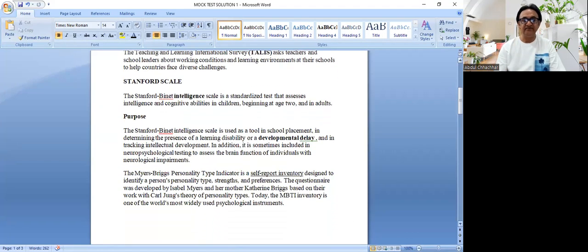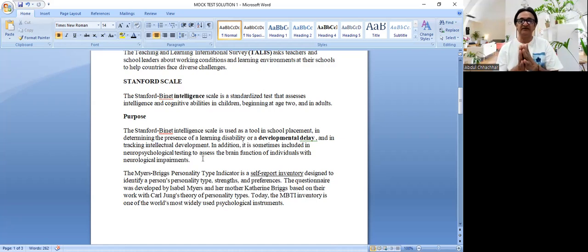As I have written over here, the purpose of the Stanford-Binet intelligence scales is to be used as a tool in school placement and to determine the presence of learning disability or developmental delay, why the students are learning delayed or having learning difficulties, and tracking intellectual development. In addition, it sometimes includes neuropsychological testing to assess brain functions of individuals with neurological impairments. So this is the distractor, so you don't have to be confused when you find this option.